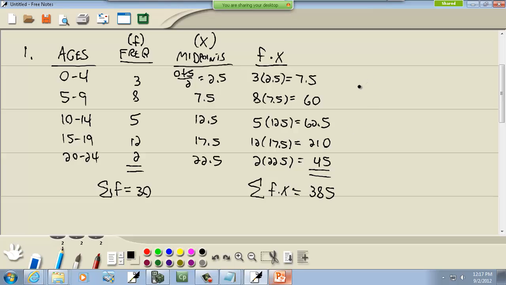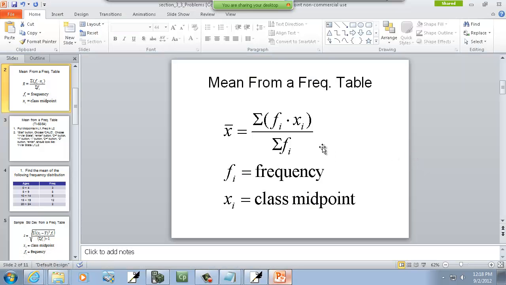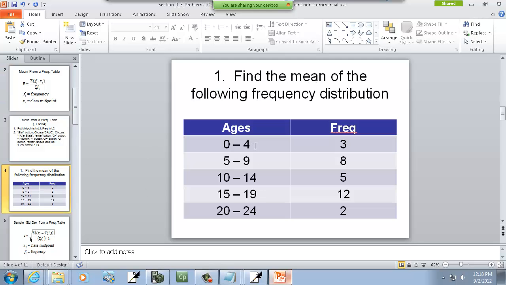And now we have everything we need for our formula. So let's plug it into our formula. x bar is equal to the sum of f times x over the sum of f. So that'd be 385 over 30. Divided by 30, we get, I'll take it to one decimal place, 12.8. And that'd be our mean. Sample mean, population mean, same difference. Okay, so that's how we did this one by hand.